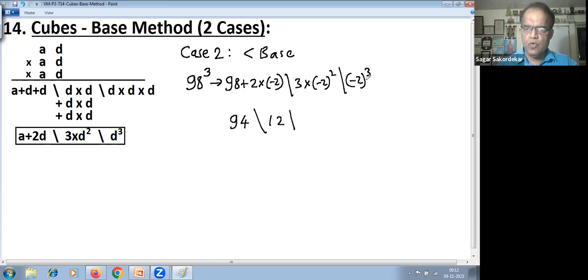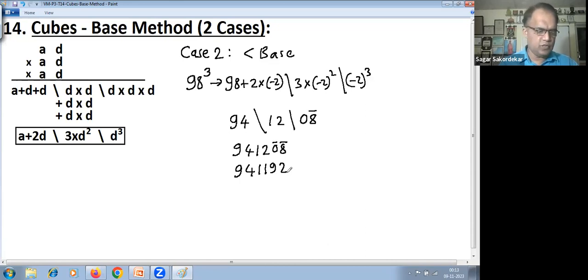And here the cube. The cube of a negative number is always negative. 2 cube is 8. And because of the minus, it is bar 8. And there you have to put 0 here because the base is 100, and 100 should have 2 digits. So the answer is 94, 1, 2, 0, bar 8. So let's put bar for 0 also, and then it becomes very easy. 9, 4, 1. This 2 will become 1. 9 minus 0 is 9. And last from 10. 9, 4, 1, 1, 9, 2.